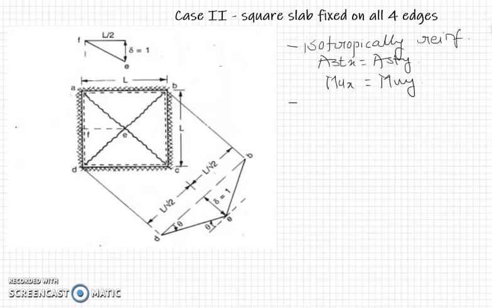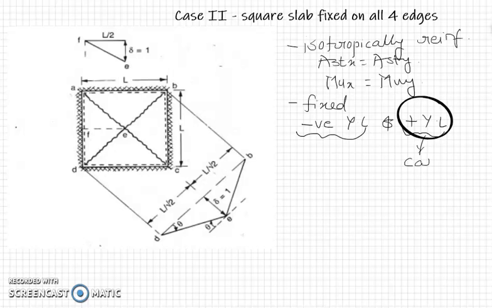Now as the edges are fixed, what has happened? I will just note it down here. We have negative yield lines and we also have positive yield lines. So the analysis of this slab gets divided into two halves: one, everything due to the negative yield line, and one, everything due to the positive yield line. We have already seen the positive yield line analysis, that is case 1. So in addition to case 1, we will have to consider the analysis of negative yield lines here. The analysis of positive yield lines will remain the same as we have done in case 1.